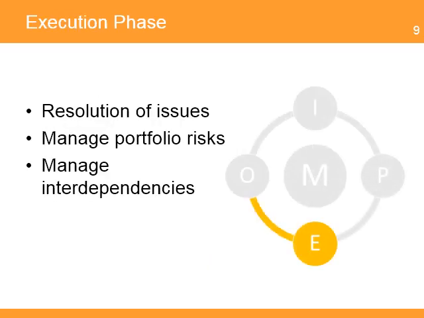During the execution phase, the portfolio provides support to projects and programs. The portfolio manager works with key executives to solve resource issues, manage portfolio risk, and resolve interdependency issues across programs and projects. In this phase, the portfolio manager evaluates and provides recommendations to adapt the portfolio to changes in the internal or external environment that may require a reprioritization of programs and projects.